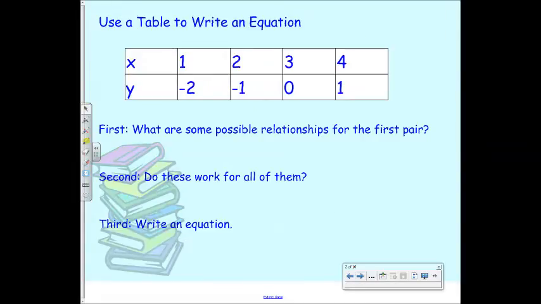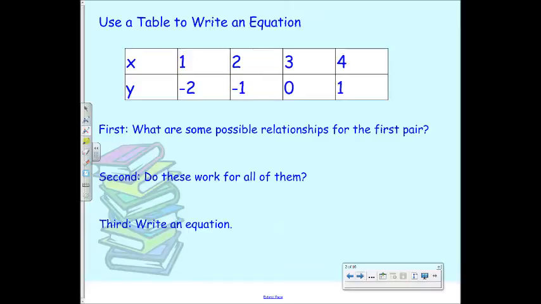write equations. So take a look at this table. This is a table and it's written horizontally. Typically we draw it vertically, but this one's written horizontally. So this says, here's our x values. What's our domain of this? 1, 2, 3, 4. What's our range? -2, -1, 0, 1. And I want to find a relationship. If I'm going to write an equation, I need to find a relationship between this x and this y value.